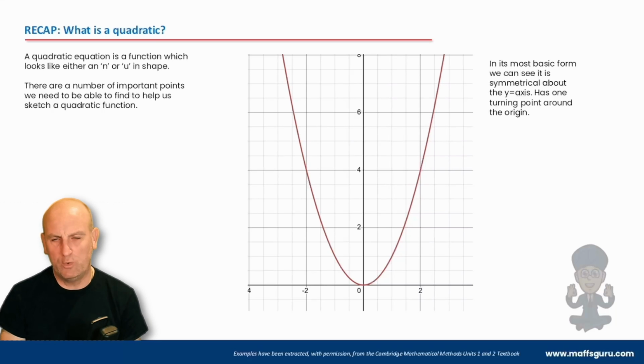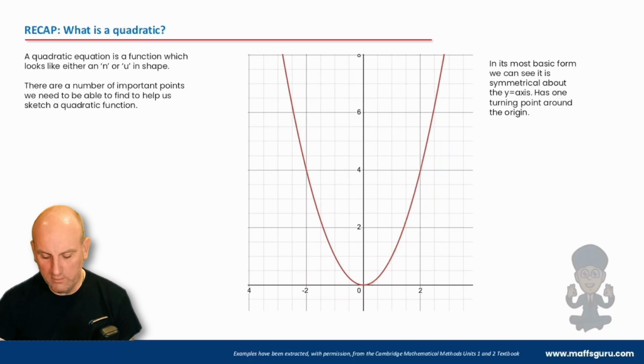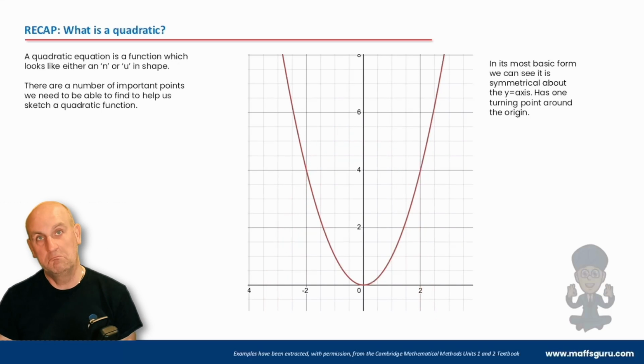So what is a quadratic? Well, basically in its most fundamental form, it is a graph that looks like a U, or if we turn it upside down, it'll look like an N. All right, so fair point. That's what a quadratic is.